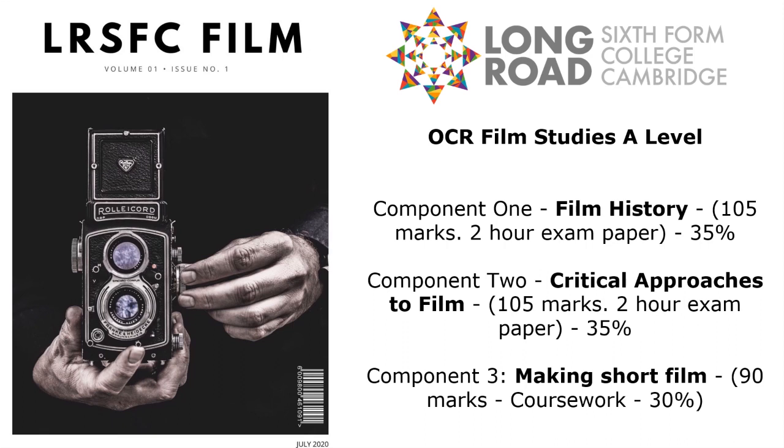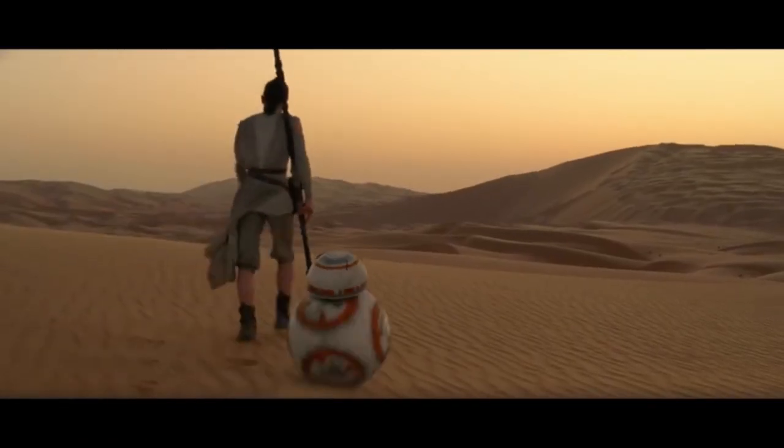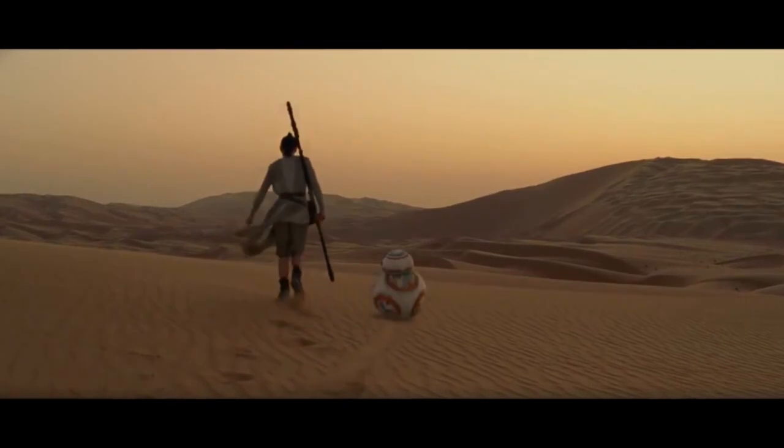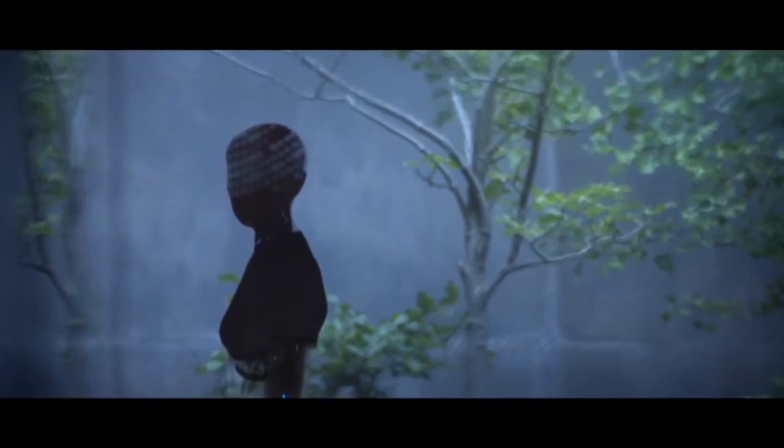For component 2, which is the critical approaches to film, there are three sections. The first section is contemporary US and UK films. At the moment we're looking at Star Wars The Force Awakens and Ex Machina, and thinking about how the two films really exemplify the differences between the US film industry and the UK film industry.